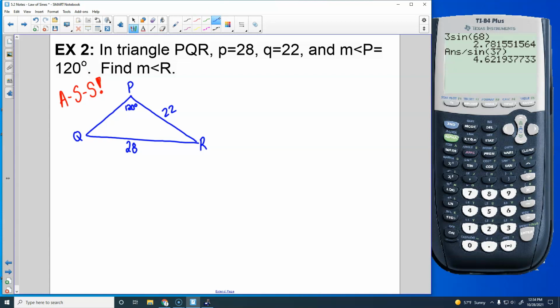This is the only time you get to write ASS on your paper without any consequences here, because this is inappropriate, but we mean angle side side.